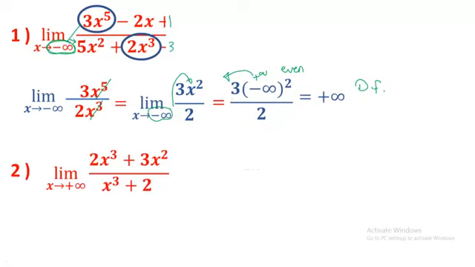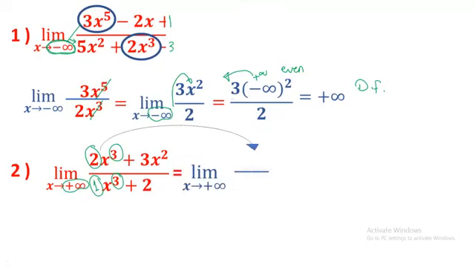The second example, if I have the limit as x tends to plus infinity of the rational function 2x cubed plus 3x squared over x cubed plus 2. We have equal degrees and we guess that the answer will be 2 over 1, which is 2. But let's see the steps. So we have the limit as x tends to plus infinity, choosing the highest power term in the numerator, which is 2x cubed, and the highest power term in the denominator, which is x cubed, and by cancelling x cubed and x cubed, we get 2, which is a determinate form.